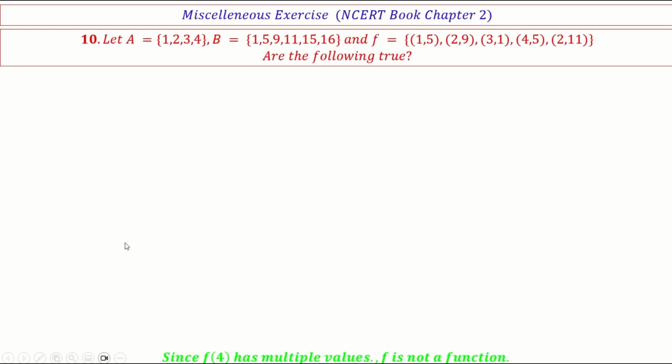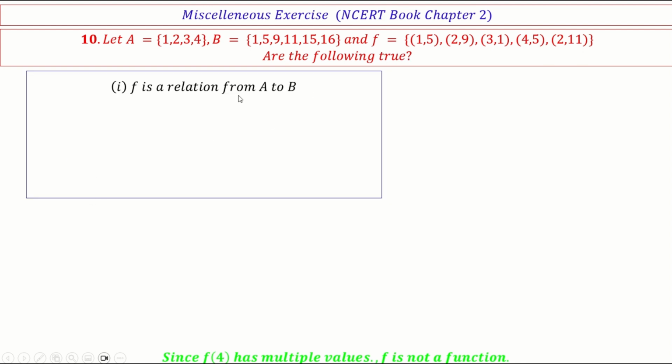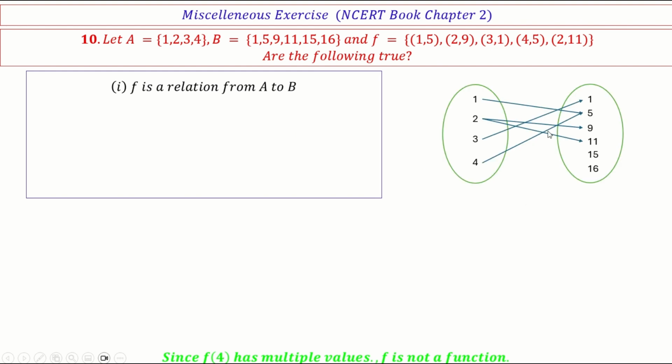Next. Let A equal 1, 2, 3, 4, B is 1, 5, 9, 11, 15, 16. And F is given here. Are the following true? First question: F is a relation from A to B. Is it a relation? Yes, definitely. If you see the domain 1, 2, 3, 4 and B, some of them are used. So if you draw that graphical diagram, you can clearly see f is a relation for sure.